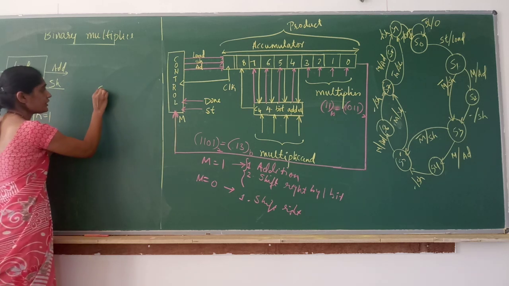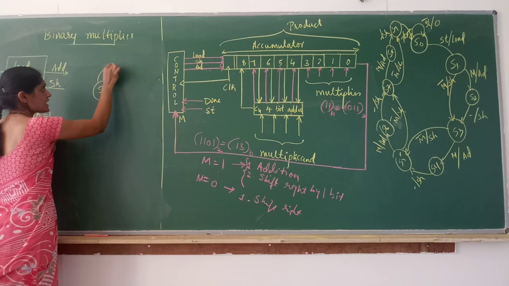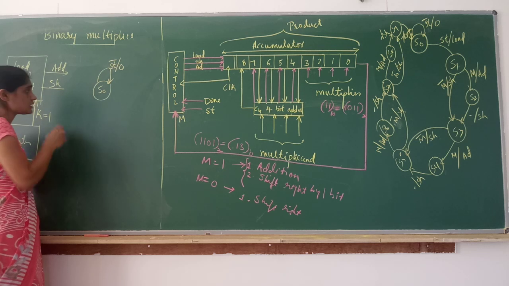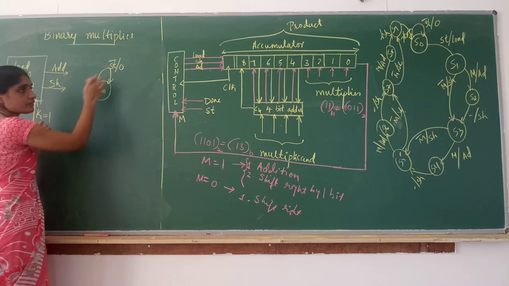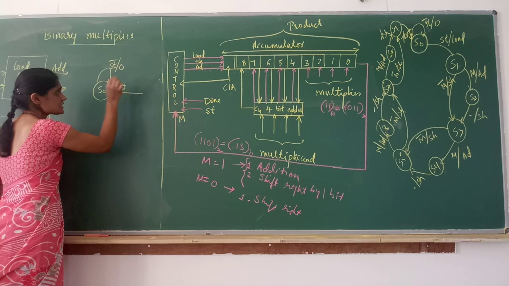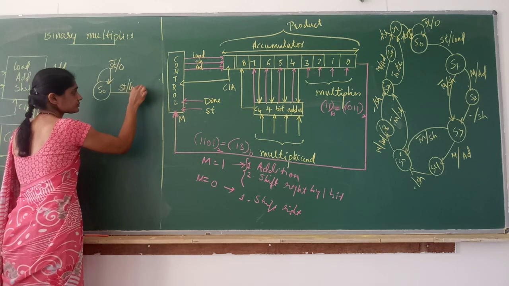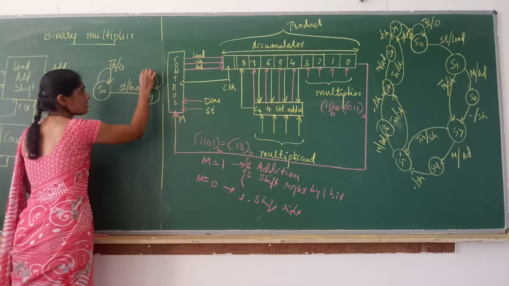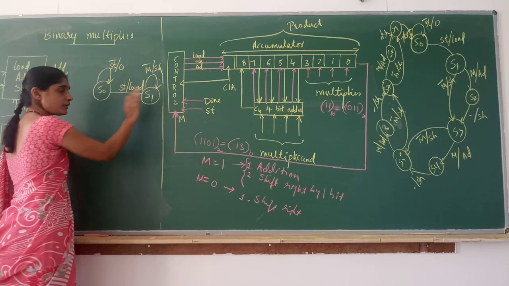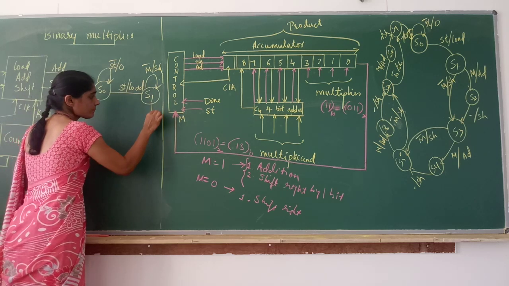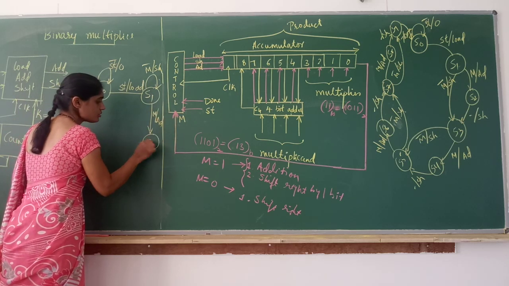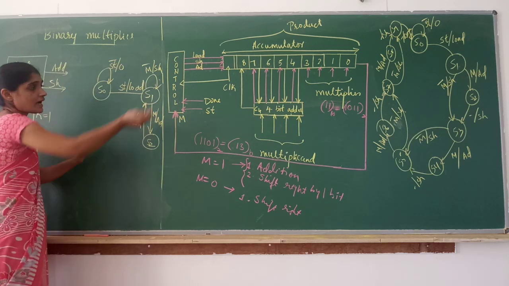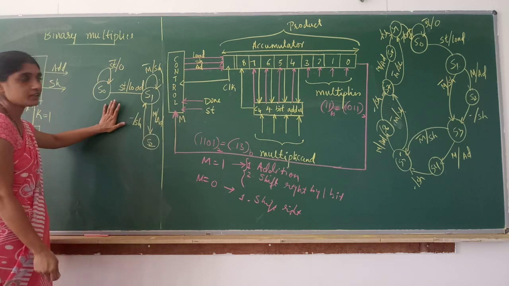That is, it will be in state S0 until the start signal is 1. If the start signal is 0, there is no signal from the control unit. There is no signal until you give a start signal as 1. Once you give the start signal as 1, first load. It will be in state S1. Now if m is 0, only shift. Let it be here, only shift. If m is 1, add, go to state S2. Again, if m is 0, add and shift. That state diagram, in short, I have written like this.